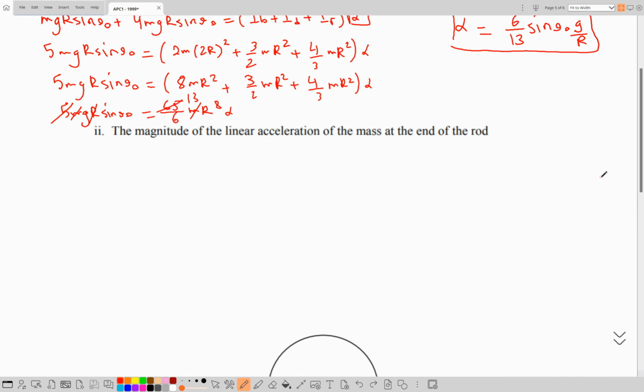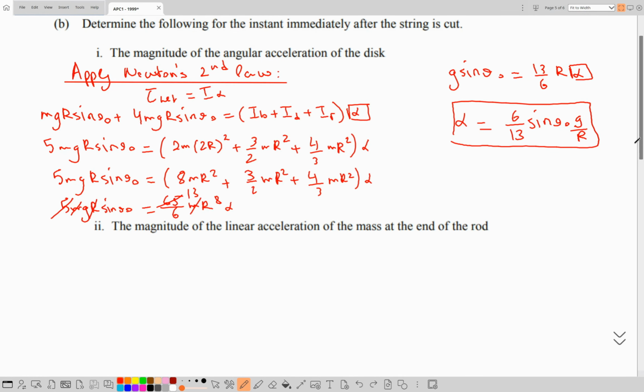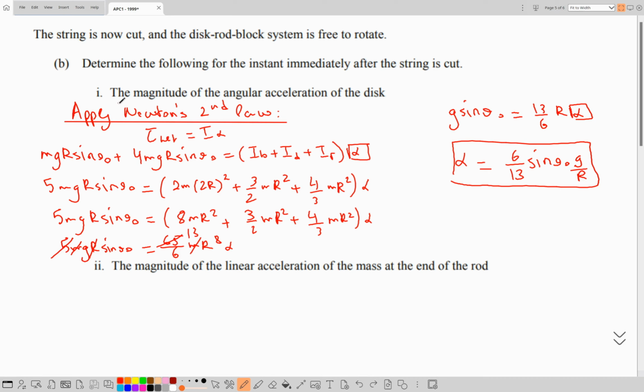Now in idea number 2, we need to determine the magnitude of the linear acceleration of the mass at the end of the rod. So here, idea 1 and idea 2 correspond to the instant immediately after the string is cut, so we have fixed time and fixed angle. And we know that in this case the linear acceleration is related to alpha via a radius. So a is given by alpha times the radius, but which radius? We're talking about the linear acceleration of the mass at the end of the rod.